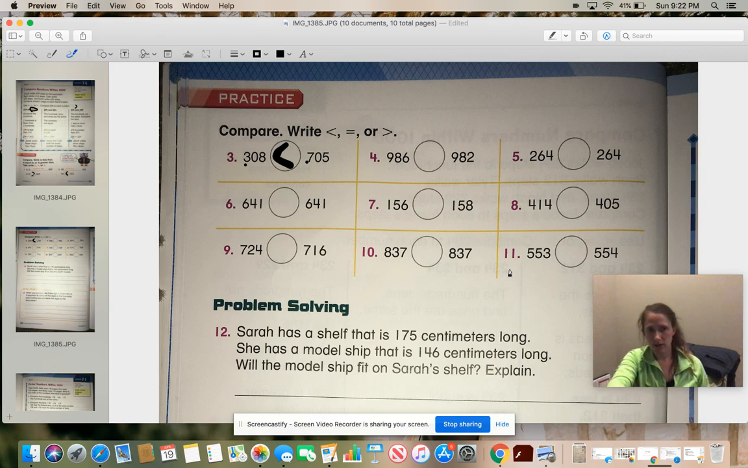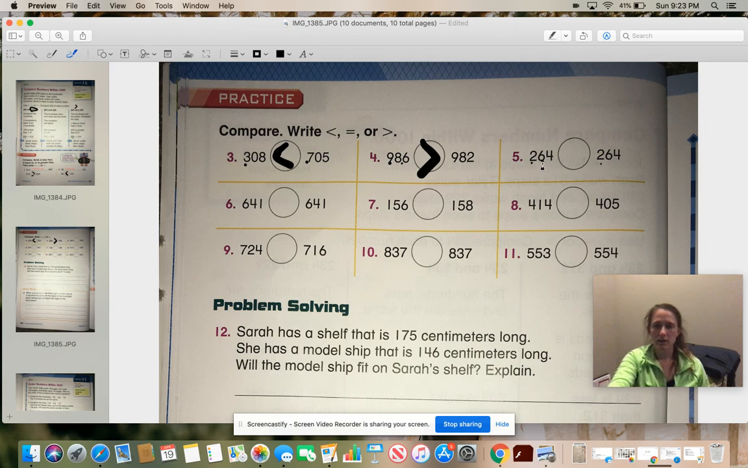Okay, now you should be done with numbers 3 through 11, and let's go ahead and finish. We have 986 and we have 982. So I have same, and then the 6 and the 2. So the 6 is greater. So I need to take my pen tool and I need to open that mouth up to this greater number. So that would read 986 is greater than 982. Let's go ahead and do the next one.